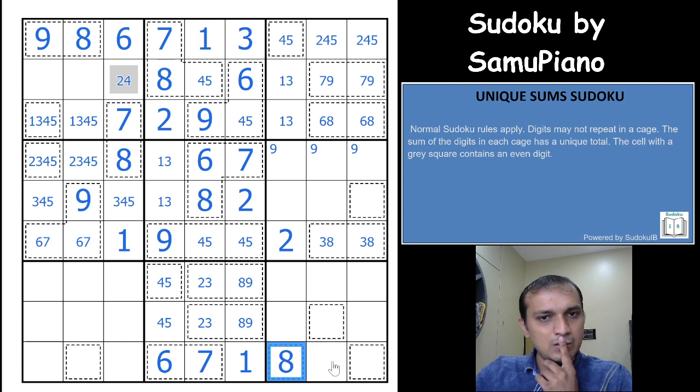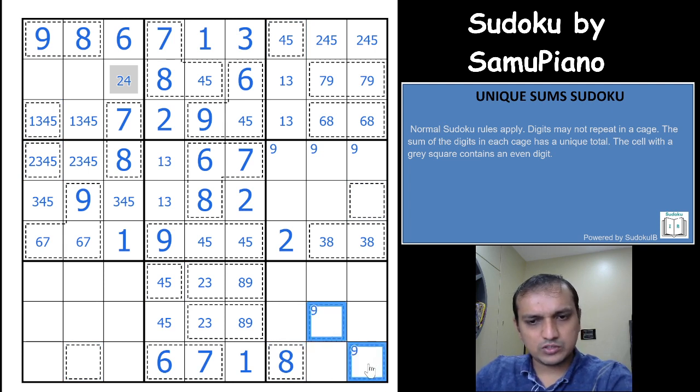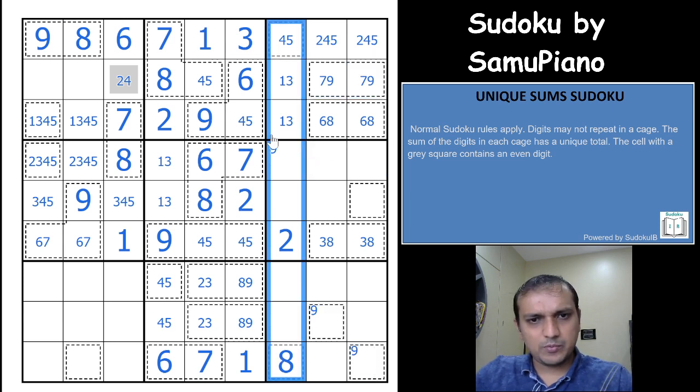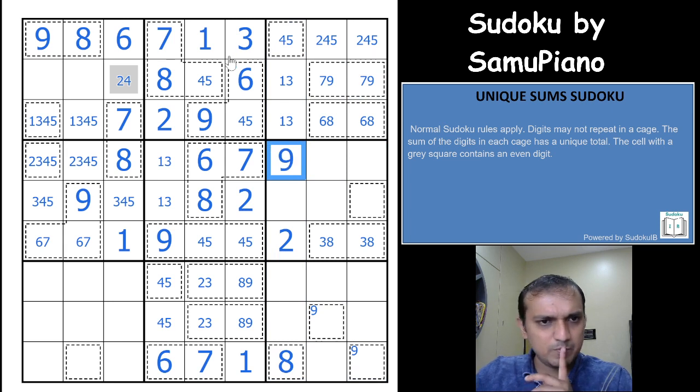Amazing. What about 9? 9 has to be in one of these two cells, right? Which means you have an x-wing of 9 here again. 9 cannot be in any of the others. So there is only one place for the 9 in this column. This has to be 9.